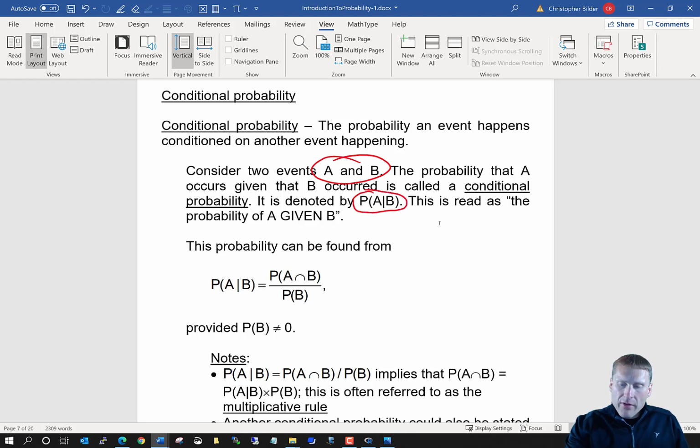Symbolically, it's denoted like this, where we have the probability of A, then we have this vertical line here, which is worded as the word given. Probability of A given B. Well, what is this conditional probability then? Well, one can show that it's simply this. The probability of A intersect B divided by the probability of B, provided, of course, the probability of B does not equal 0.